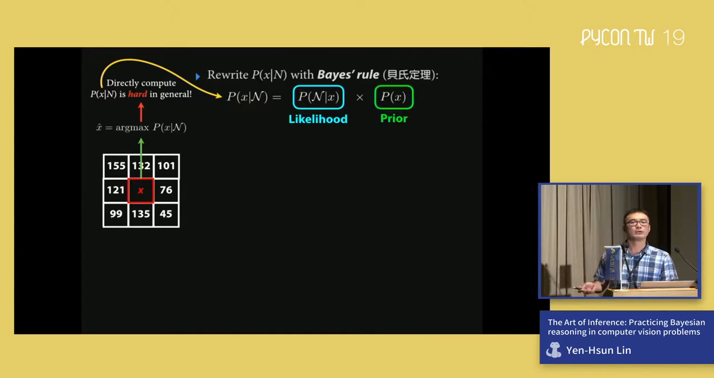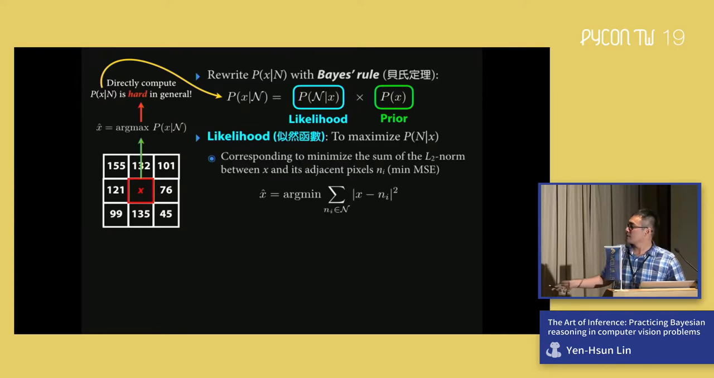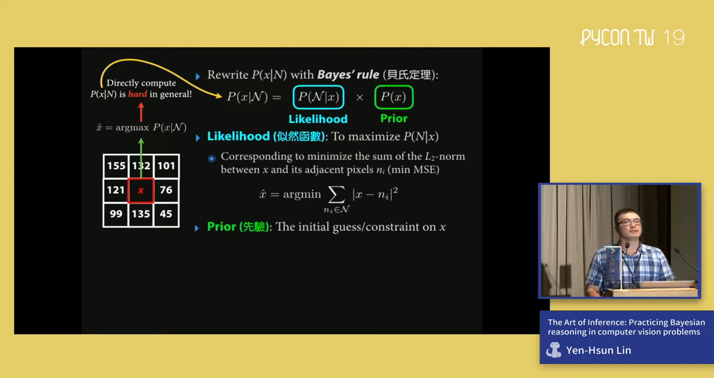The other one is called the prior on X. Such a prior on X gives us some prior guess or even constraint on the preliminary value of X. In our talk, I will particularly choose the easiest likelihood, which is described by the L2 norm. In that case, the relation between X and its neighborhood can be completely described by the Euclidean distance. And for the prior knowledge on X, there is actually no definitive way to do that.